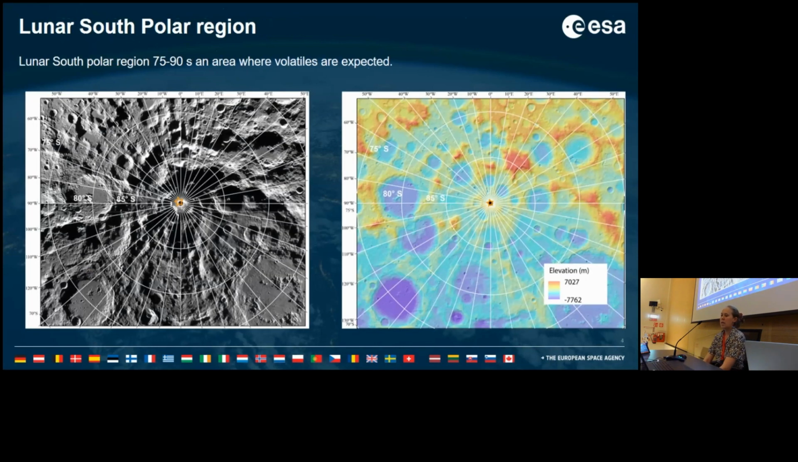So just for some context, this is the Lunar South Polar region from 75 to 90 degrees south. I'm sure many of you are familiar with this, and this is the area where volatiles are expected. On the left-hand side, we have a WAC mosaic of the South Pole, and on the right, an elevation map from the LOLA data. You can see in blue the areas where there's low elevation, typically the craters and the crater floors. And then in red and yellow, areas of higher elevation, typically the plateaus and ridges.